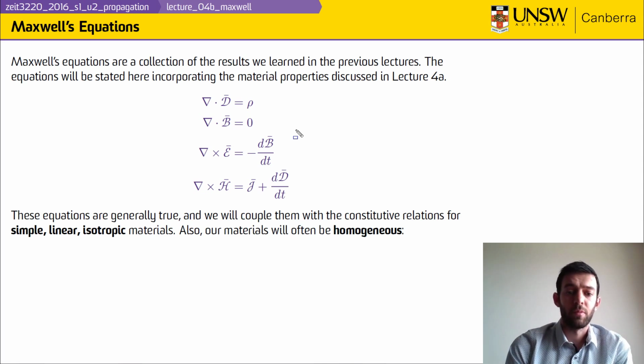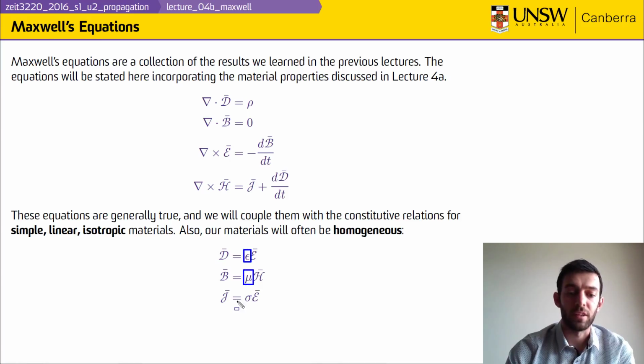These equations are generally true, but we will make a few assumptions about materials very, very often. We will let them be simple, linear, isotropic, and they'll also often be homogeneous. What this implies is that D will be related to E through permittivity, B will be related to H by permeability, and J will be related to E by conductivity. The last one you will recognize as Ohm's law.